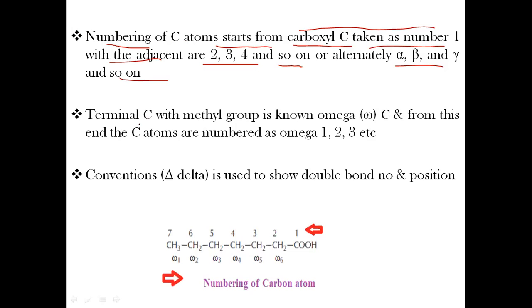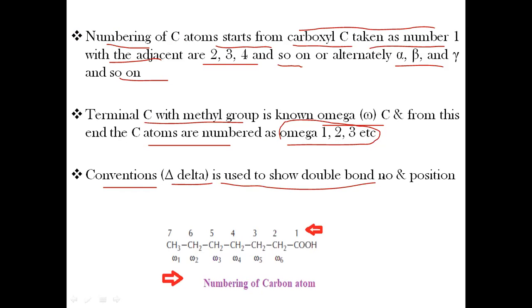The terminal carbon, the methyl group, is known as omega carbon, and from this end the carbon atoms are numbered as omega 1, omega 2, and omega 3, etc. Also, some conventions such as delta are used to show the number and position of double bonds. So you can see here, this is the numbering of carbon atoms in a fatty acid.